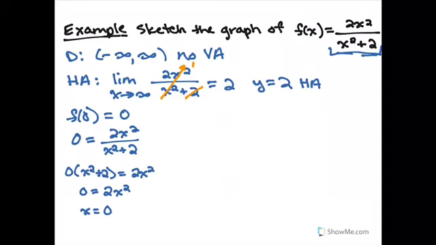So the information I have right now is that I have a horizontal asymptote at y equals 2, and my graph is going to go through the point (0, 0). Now it's time to do some calculus.